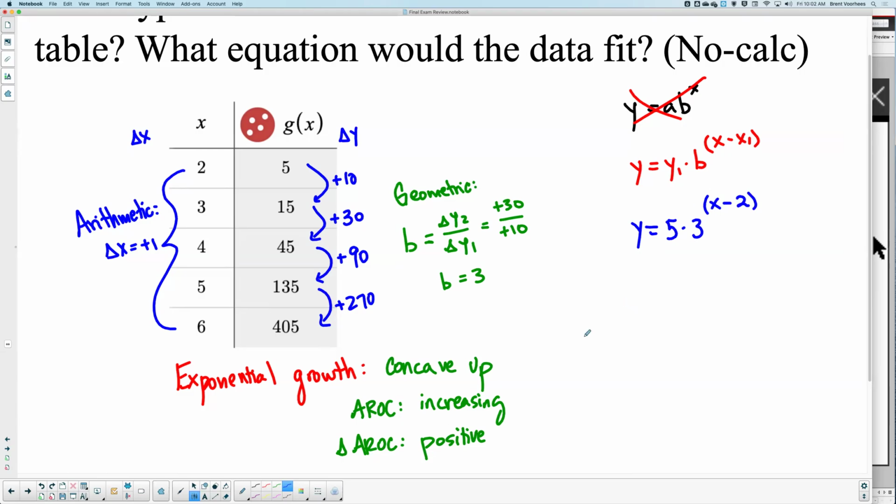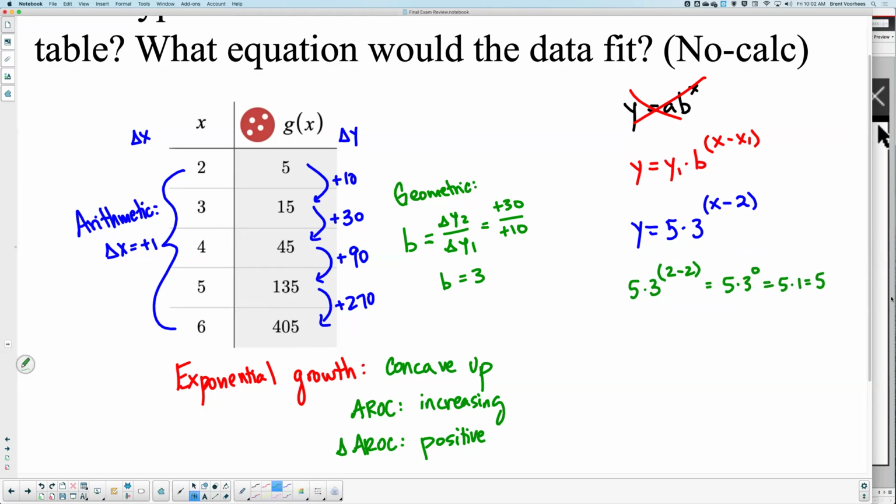Let's double check. Let's plug in our numbers. If I wanted to plug in the first x value, I have 5 times 3 raised to the power of 2 minus 2. What is 2 minus 2? What's anything to the power of 0? What's 5 times 1? Is that good? Yeah. Is that what it's supposed to be? All right, that looks good.